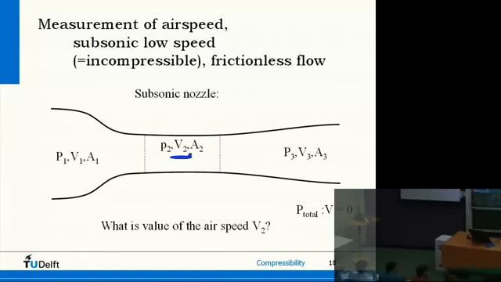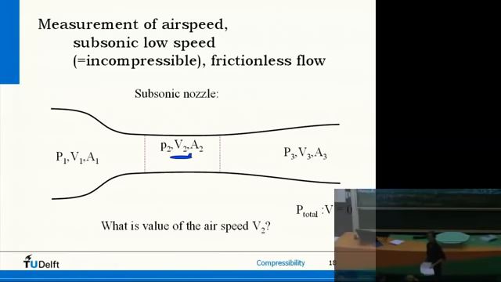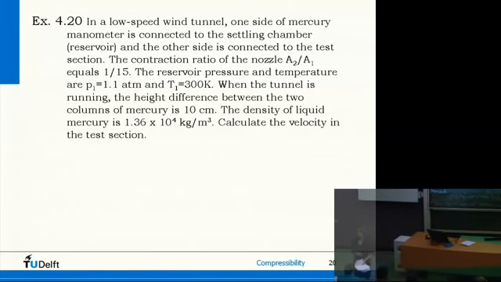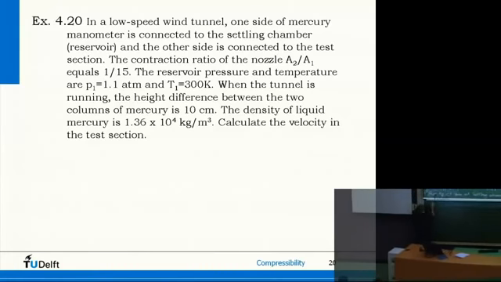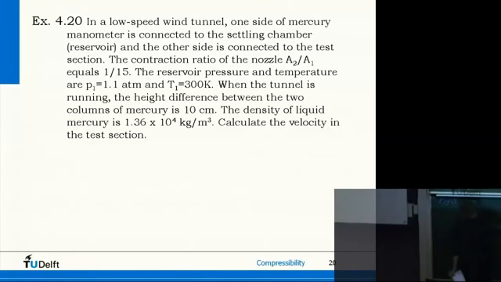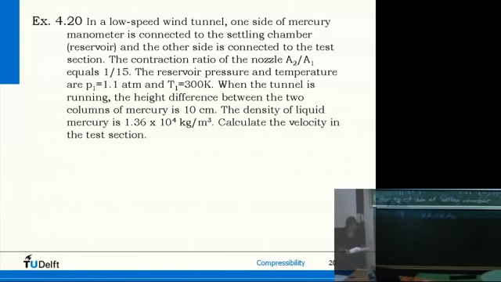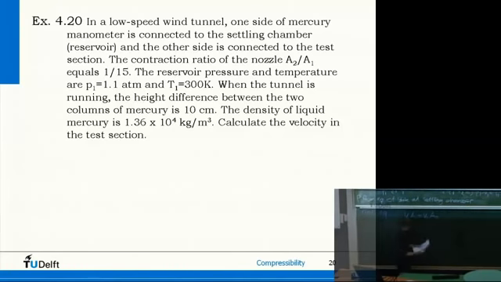Question: what didn't we use? Yes, V1A1, mass conservation. If you're stuck, read the question again. Is there something given that I didn't use? Yes, the contraction ratio. So conservation of mass, the continuity equation. We have incompressible flow, so V1A1 is V2A2. So we can substitute this into the equation. We're looking for V2, so we can substitute V1 is V2A2 over A1, right? We can substitute that into this.